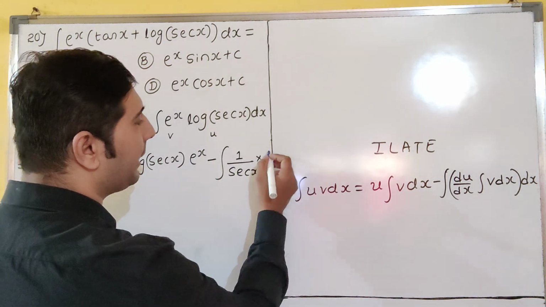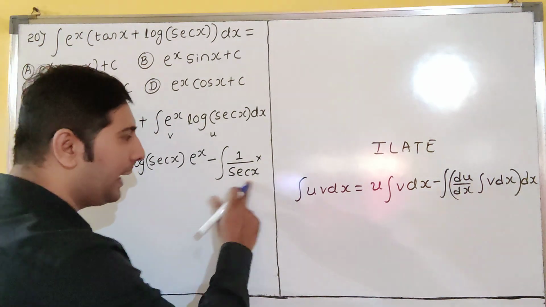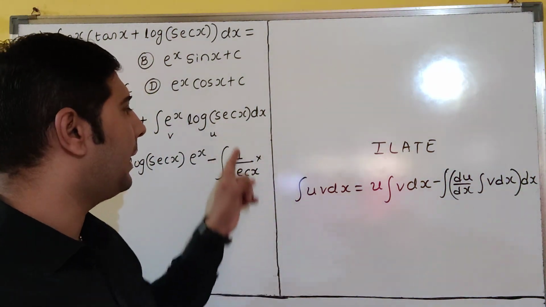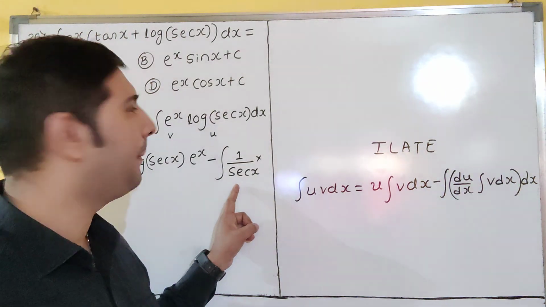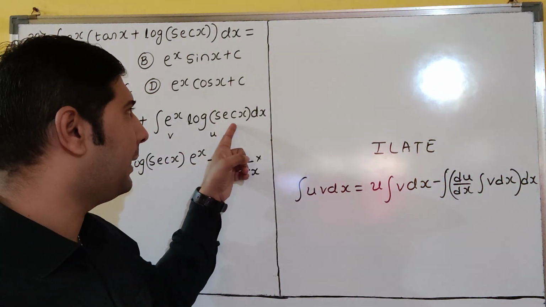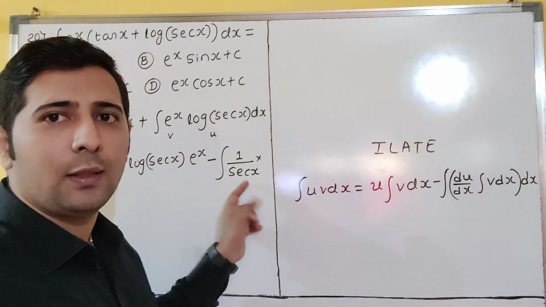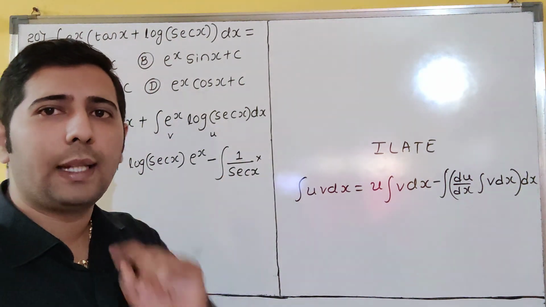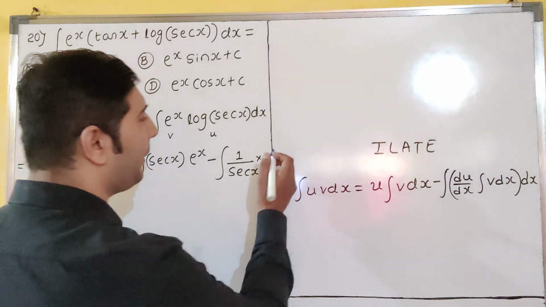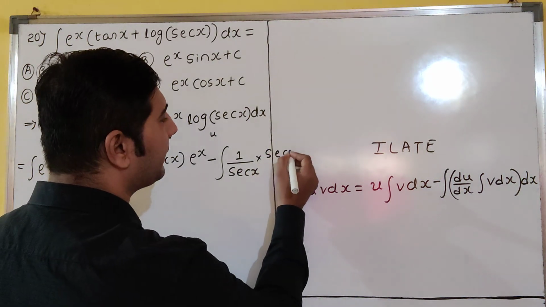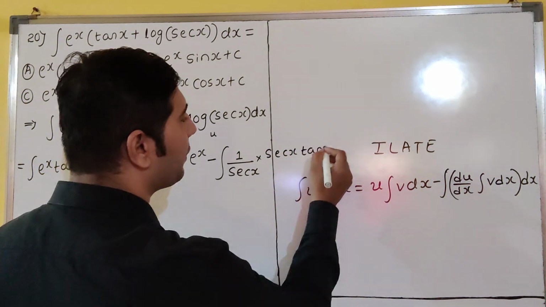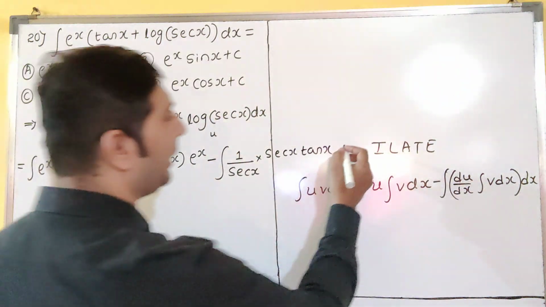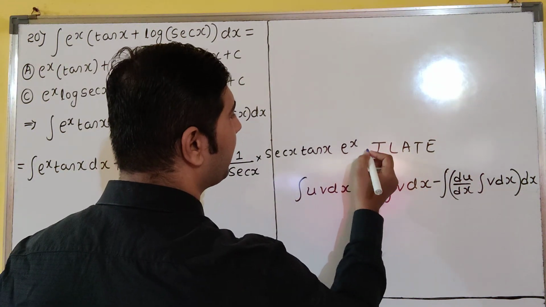This is not x, so what to do? We have to take the derivative, right? Since this is not x, you have to take its derivative, dear students. So log x gives 1 by x, but this is not x, so you have to take the derivative of sec x. What does the derivative of sec x become? sec x into tan x, dear students. Now integration of v means e raised to x. Integration is e raised to x into dx.